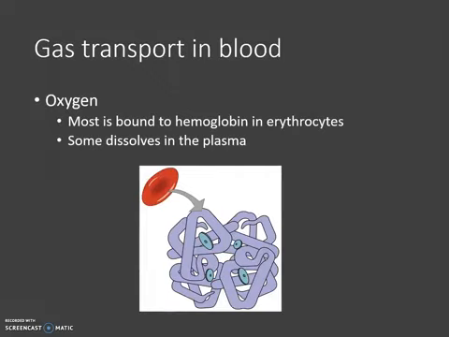In addition to gas exchange, the gas also has to be transported in the blood so that all of the structures in the body are able to get access to that oxygen. So oxygen, most of it is bound to a protein molecule called hemoglobin found in erythrocytes, which are also known as red blood cells. Although some of the oxygen also just dissolves in the plasma, but hemoglobin is the main way that oxygen is transported throughout the body.